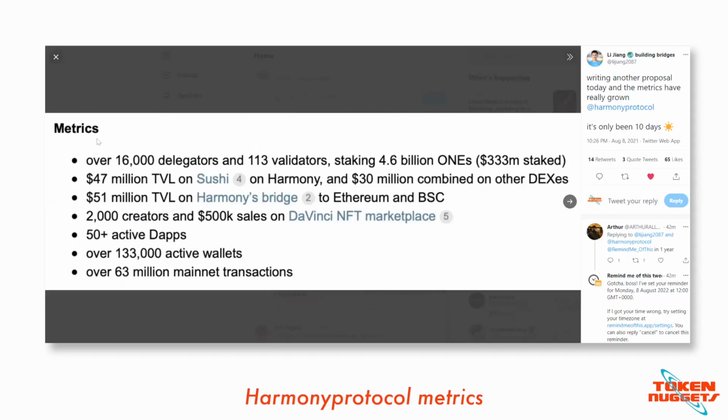The metrics here say over 16,000 delegators and 113 validators. It's taking 4.6 billion won, 47 million total value locked on Sushi on Harmony, and 30 million combined on other dexes. And there's also 51 million total value locked on Harmony's bridge to Ethereum and BSC. Then 2,000 creators and 500k sales on the VINCI NFT marketplace, 50 plus active dApps, over 133,000 active wallets, and over 63 million mainnet transactions. Wow, that makes for good reading.